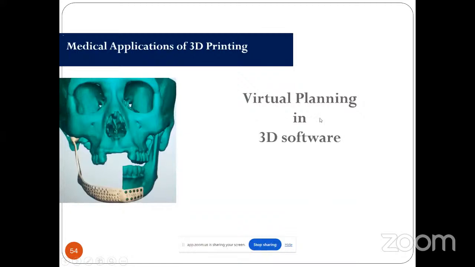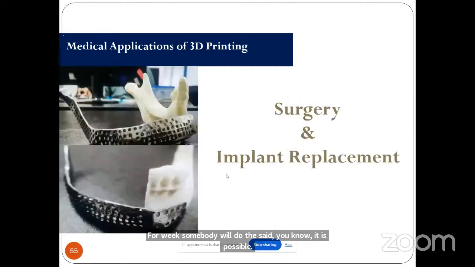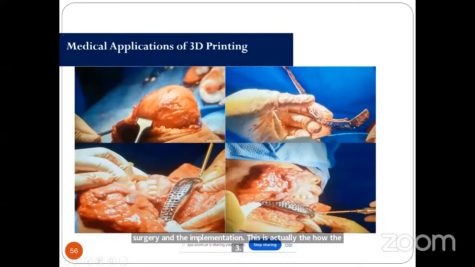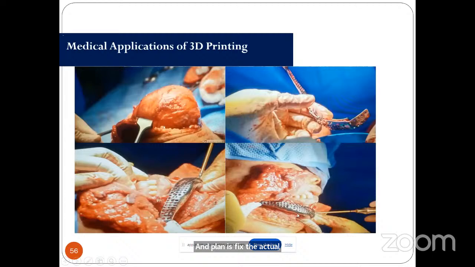Also we can go with virtual planning. Nowadays the doctors do robotic surgery, for which somebody can do the surgery in consultation with US doctors or UK doctors. It is possible. That is the virtual planning, and also this kind of surgery and implant replacement. And this is how the 3D printed implant is fixed in an actual person.